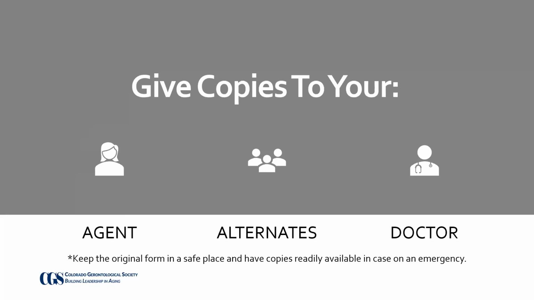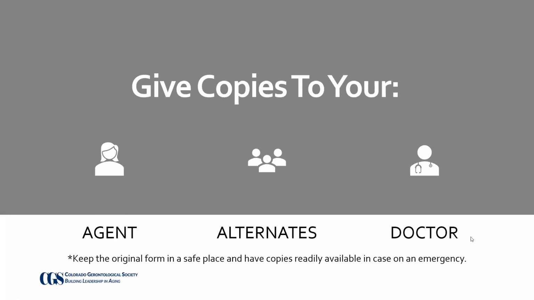So if you do have a medical emergency, there's a contact person, and they know who they need to contact. So once again, keep the originals in a safe place. Let your agent and your alternates know where the original is in case they need to provide copies of the original or show the original, and give copies for them to have. Your agent, your alternates, and your doctor, depending on who you have as insurance.